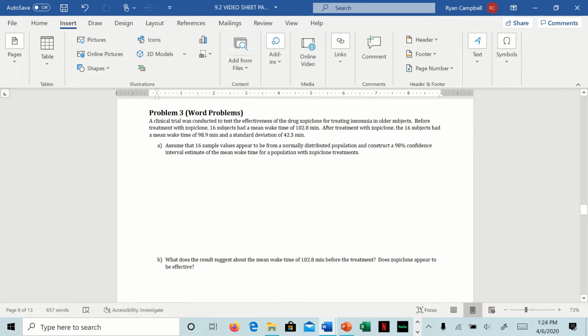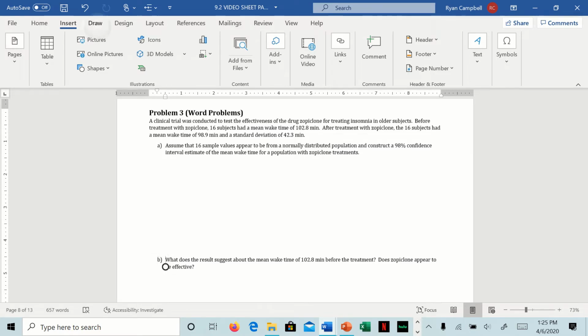All right, number 3. A clinical trial was conducted to test the effectiveness of the drug Zopiclone for treating insomnia in older subjects. Before the treatment with Zopiclone, 16 subjects had a mean wake time of 102.8 minutes. After treatment with Zopiclone, the 16 subjects had a mean wake time of 98.9 minutes with a standard deviation of 42.3 minutes. Assume that the 16 sample values appear to be from a normally distributed population and construct a 98% confidence interval estimate of the mean wake time for the population with Zopiclone treatment.